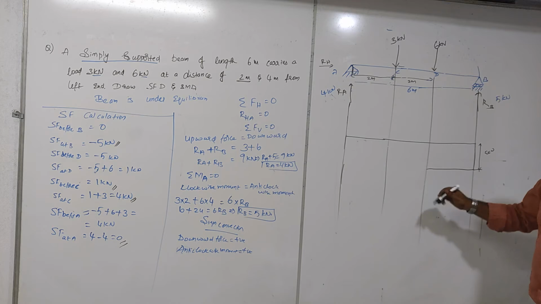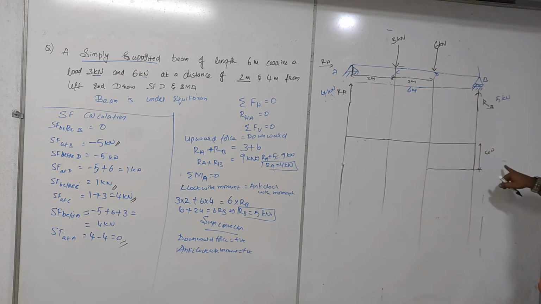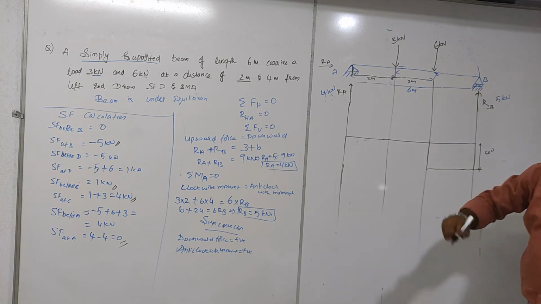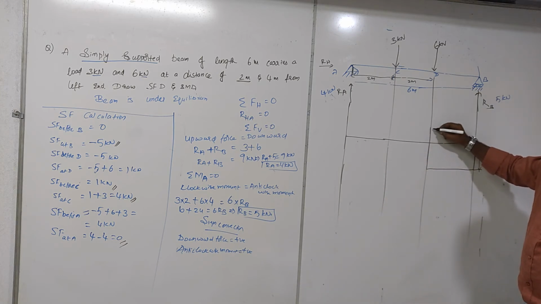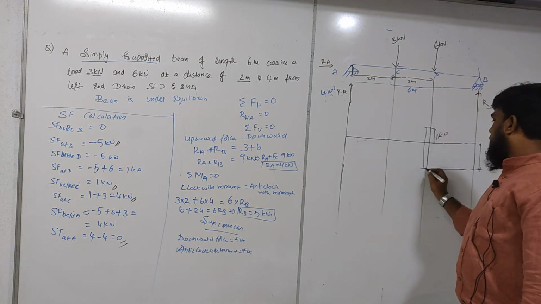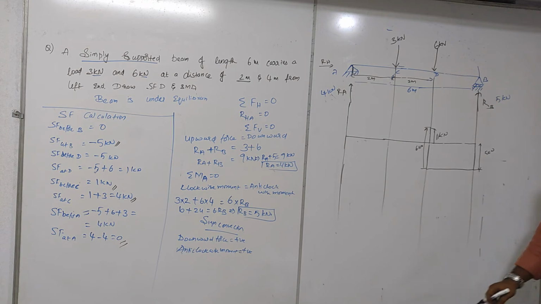I will continue this. After this, 6 kilonewton is acting downward. This is positive, this is negative. So negative plus positive, you have to go in the positive direction. What is the unit you have got? 1 kilonewton. So it will go up 1 unit. The length from here to here will be 1 kilonewton, whereas the total distance will be equal to 6.